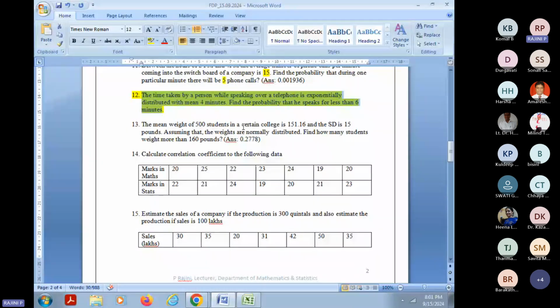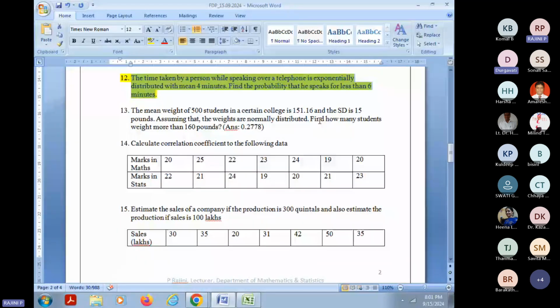What is the mean value? Mean value is less than 6, ma'am. Mean is 4. Yes, 4. No, ma'am, check carefully. The time taken by a person while speaking over a telephone is exponentially distributed with mean 4, and find the probability that he speaks for less than 6 minutes. Mean is 4. Directly I gave. Is it a Poisson? I'm not talking about this data following a Poisson distribution.